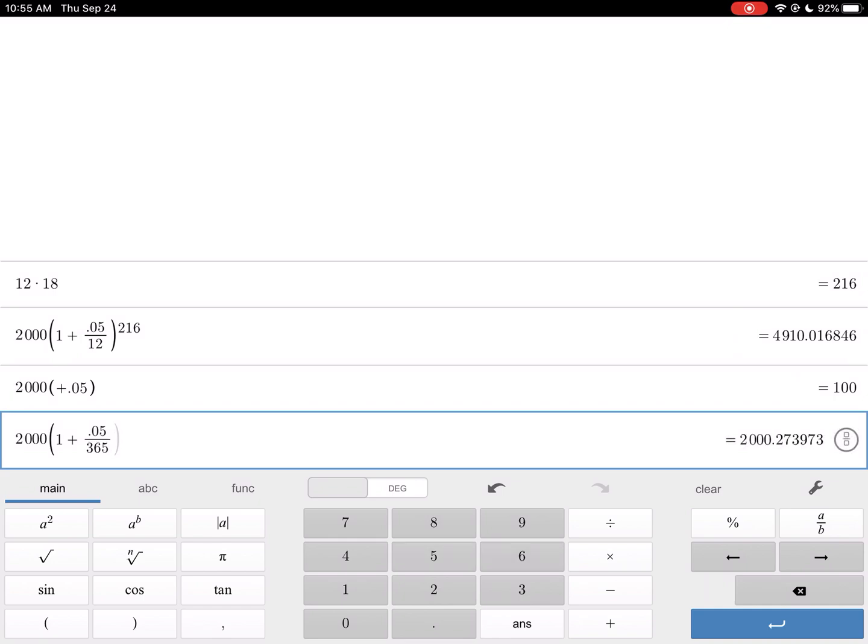We're going to raise that, and I think I'll put this in parentheses just to make sure, 365 times 18. Notice it's really not that much more, is it? $4,918.90.